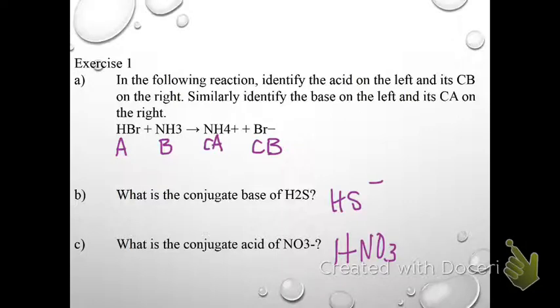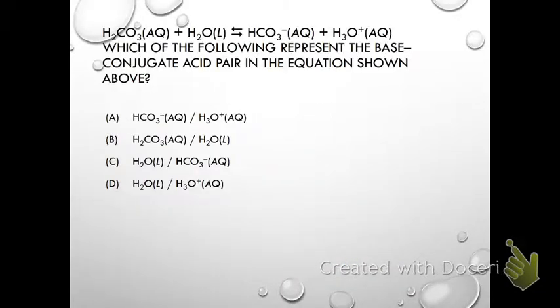Okay, hopefully. Okay, so here is a question. You have H2CO3 plus water going to HCO3 minus plus H3O plus. Which of the following represents the conjugate acid-base pair in the equation shown below? Which is your right answer? Which one can we throw out immediately because they make no sense?